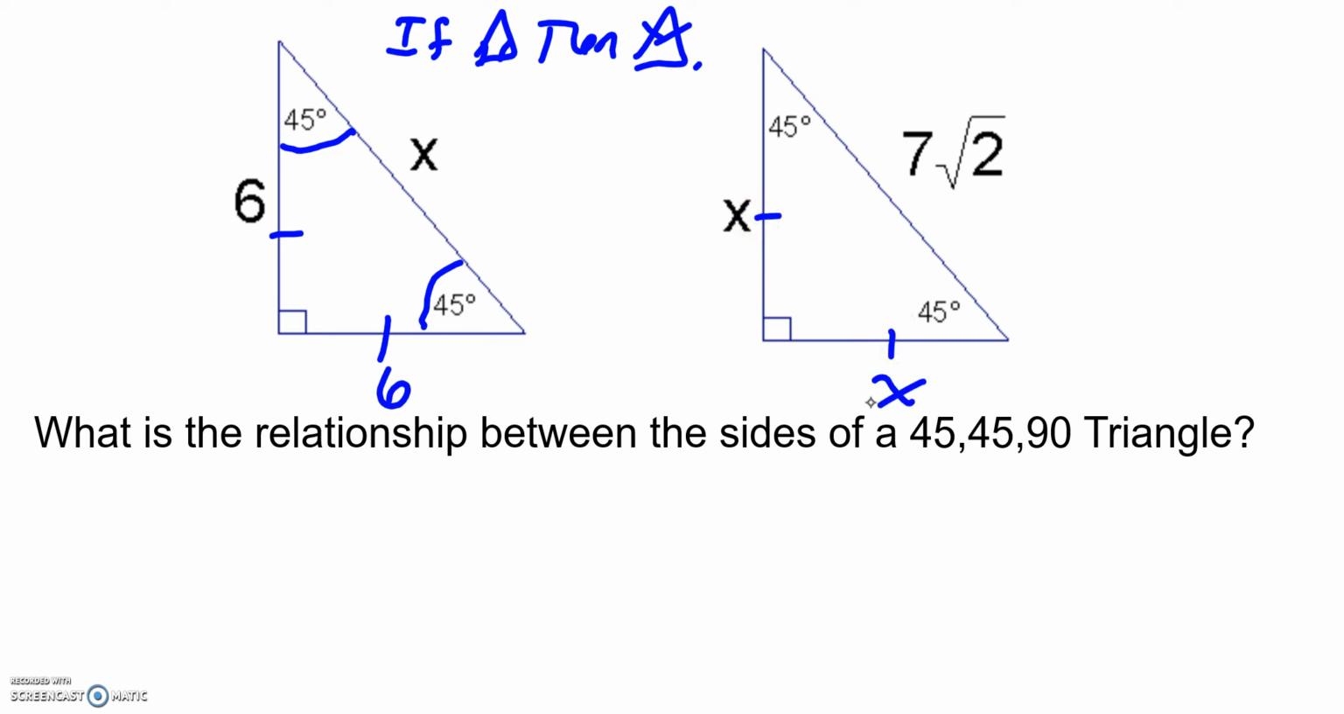And I know that these two legs have to be equal, so this also has to be x. So what I would like you to do is, again, pause your video. Please do the Pythagorean theorem to find this hypotenuse and see if you can find this side, and then let's see if we can find any relationships. All right, so please pause now.